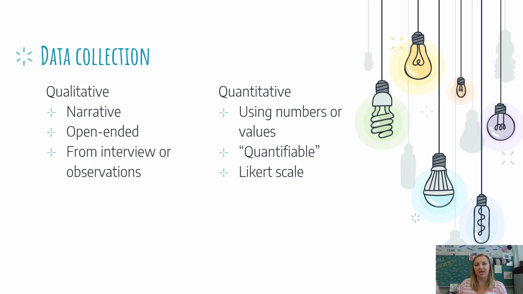Quantitative data, on the other hand, is using numbers or values. This is actually quantifiable. So one place that students often get confused is the Likert scale. Likert scales are when I ask you to rate on a scale of like 1 to 7, from 1 being not at all and 7 being all the time, how often you watch TV. That is called a Likert scale.